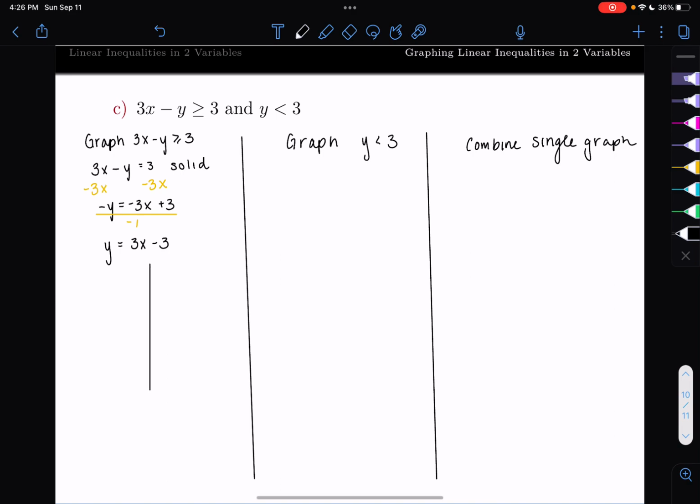So we graph this, we need to go out at least 3 in every direction. And so our y-intercept is down at -3, and our slope is +3 over 1. So we're going to do a rise of 3 and over 1 to give us another point on the graph here. And then I get to connect the dots as a solid line. So this is y equals 3x minus 3.